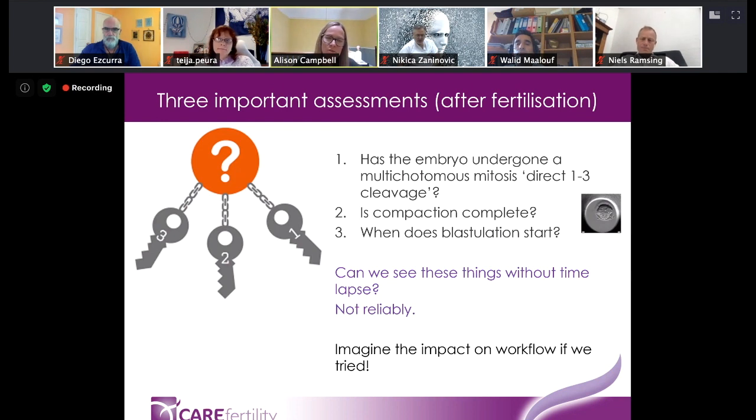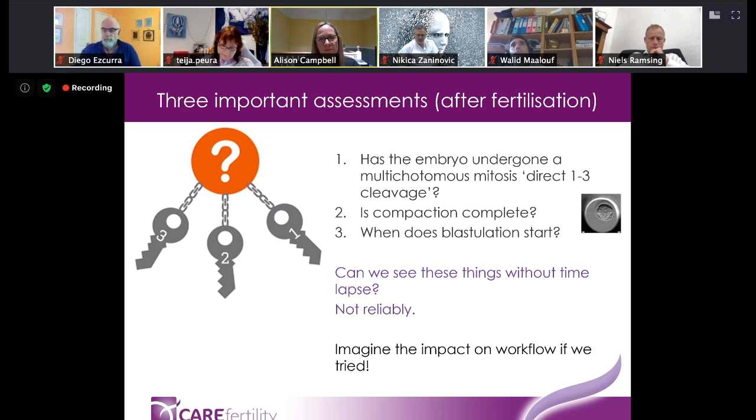But it's not straightforward, because I think there are at least 3 very important assessments after fertilization, which I've suggested are the most important. Based on our data, and on which time-lapse variables are most indicative of viability, I'd say it's probably these 3. The multinucleation, the mitosis, these direct cleavages from 1 to 3, really important.